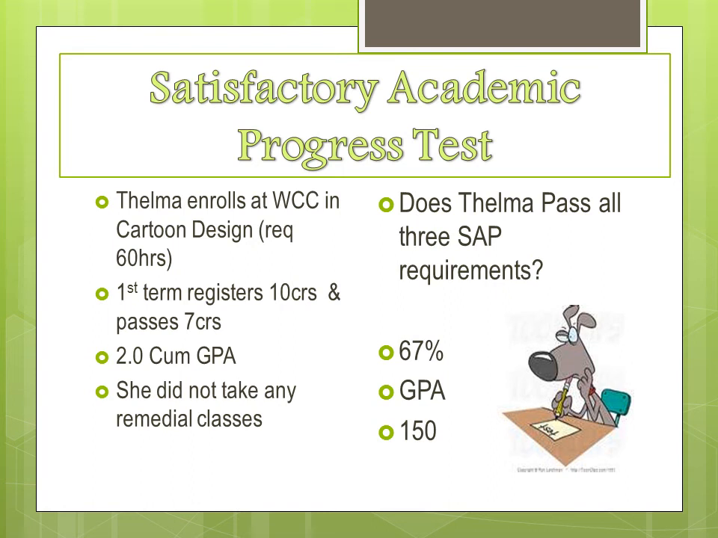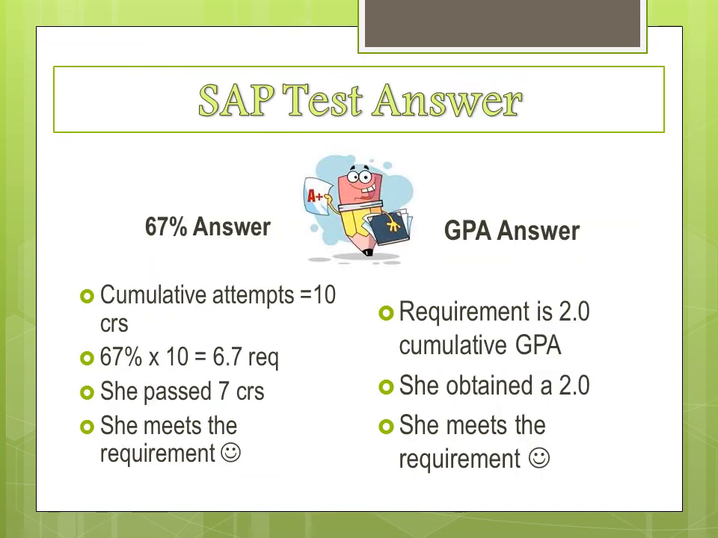Last but not least is our SAP test. Let's take a look at this, because SAP is one of the things that students run into the most as far as hindering eligibility. So let's take a look at an example. Thelma enrolls at Wilson CC, and she's in a program called Cartoon Design, which requires 60 hours. The first term, she registers for 10 credits and passes 7 of those credits. She obtains a 2.0 cumulative GPA, and she did not take any remedial classes. Does Thelma pass all 3 SAP components?